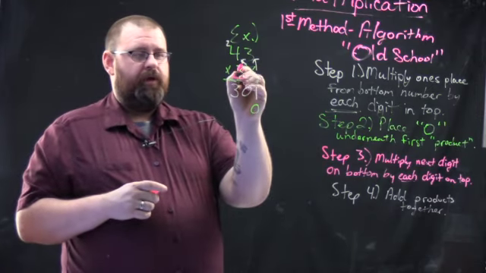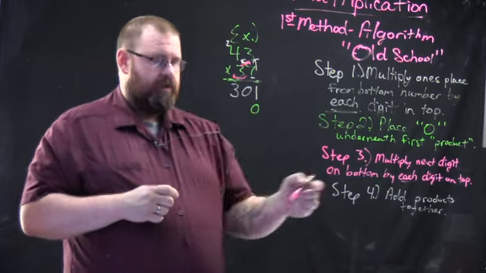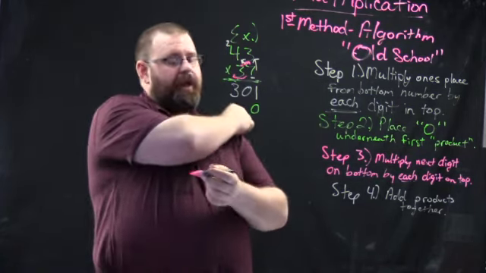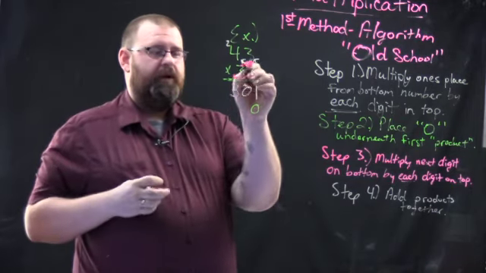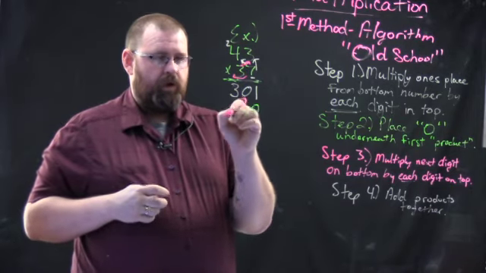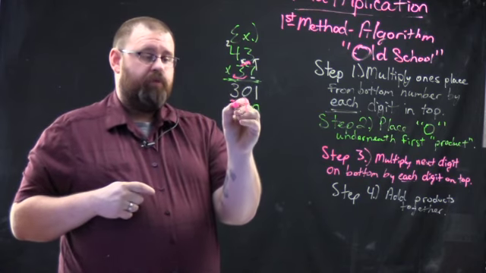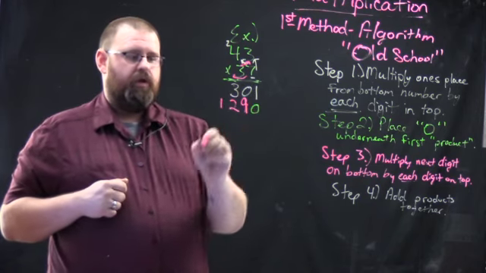So now we'll do 3 times 3, and that's step 3 here. We're going to multiply the next digit on the bottom by each digit on top. So 3 times 3 is 9. 3 times 4 is 12. So we can put that just like this.